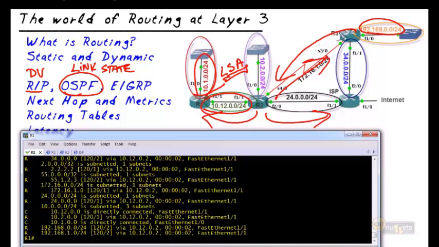So at the end of the day, R3 is actually seeing the LSAs that R1 generated, and then R3 can say, okay, so I know R1 is directly connected to these two networks. I know R2 is directly connected to those 3 or 4 networks.